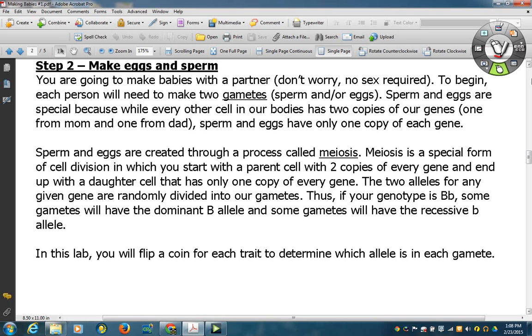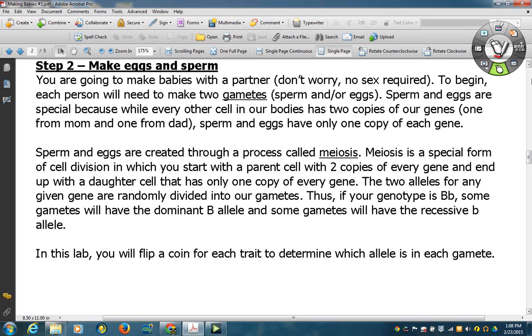Alrighty, this is the Making Babies Lab Part 2. Step number 2, making eggs or sperm. You're going to make babies with your partner. Don't worry, there's no sex going to actually happen. To begin, each person will need to make 2 gametes. Remember, gametes are your sperm and egg cells.